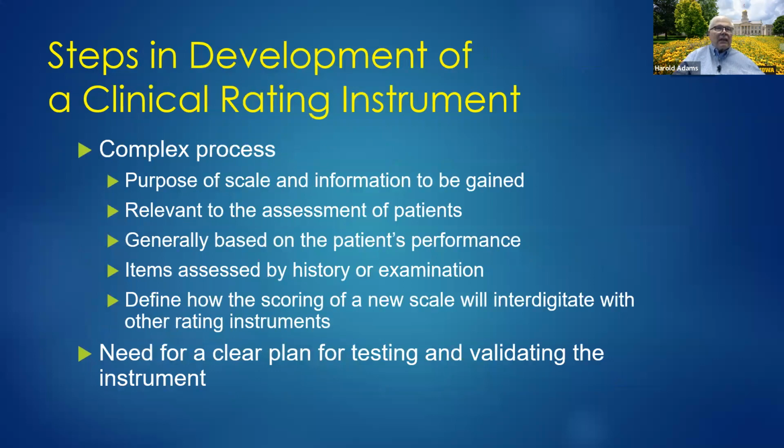Now, when we use a clinical rating instrument, we want to know what the purpose of the scale is going to be and what information will be gained from its use. Therefore, it has to be relevant to the patients. Most scales are based on items assessed by history or examination based on the patient's performance. At the end, you want to know how this scale will interact with other rating instruments or surrogate markers. And you need a clear plan for testing and validating the instrument. Next slide.